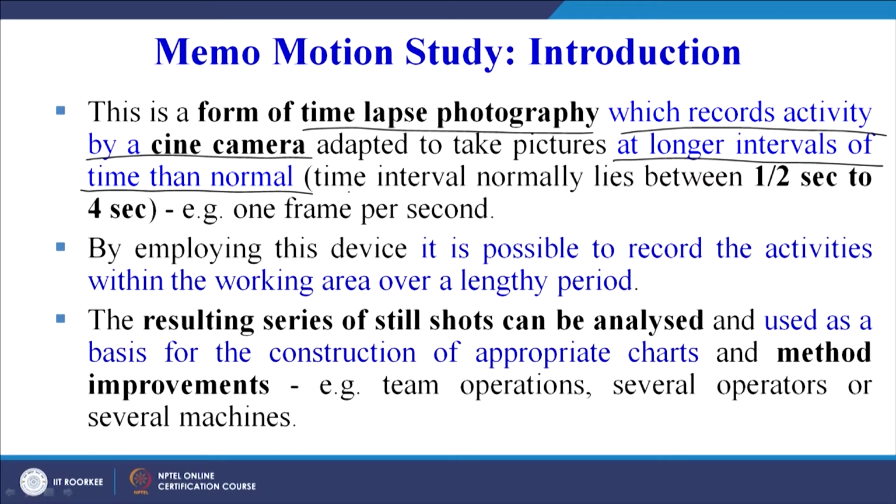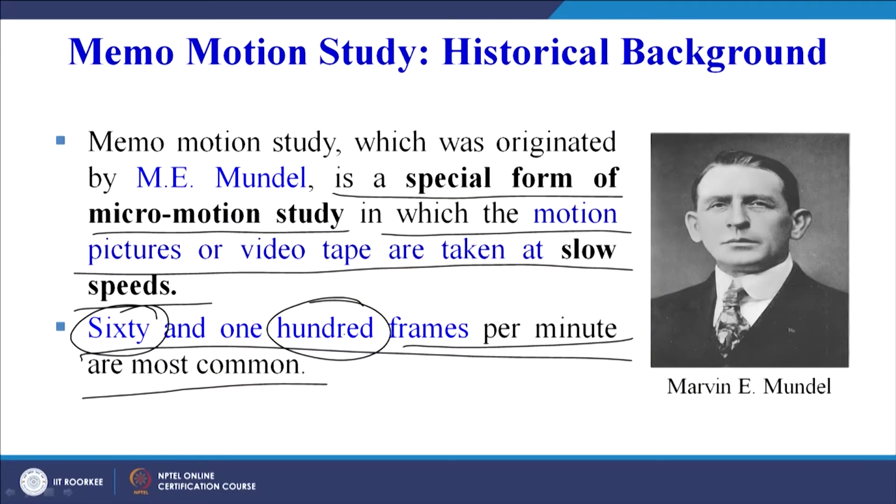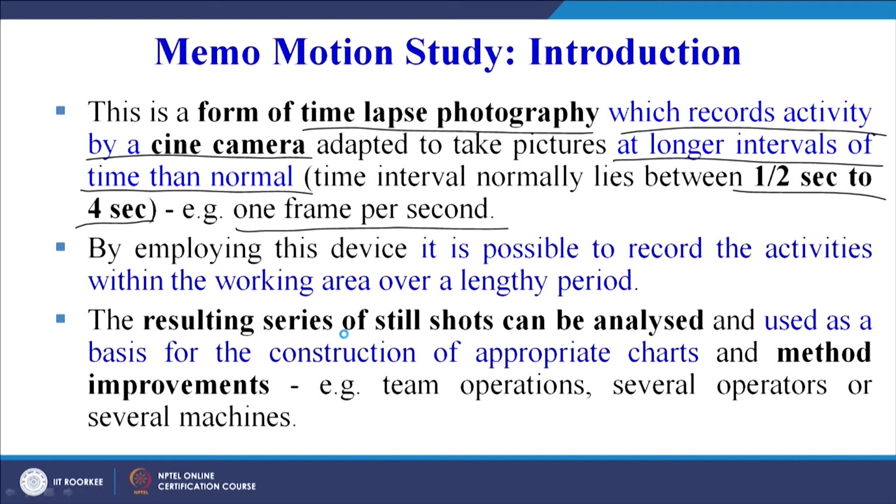Time lapse means we will be taking the picture after a time gap. Time interval normally lies between half a second to maybe 4 seconds, for example, 1 frame per second. So maybe we can have 60 frames per minute, which is already highlighted. By employing this device, it is possible to record the activities within the working area over a lengthy period of time. As we have seen, where long cycle times are there, we can take maybe 1 picture every second, 60 pictures per minute, and then we can analyze them.